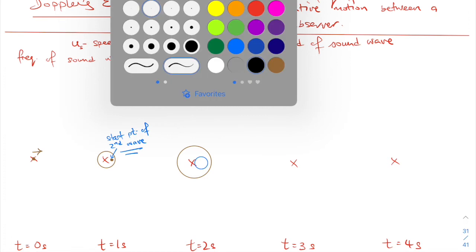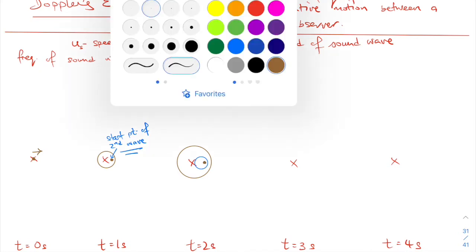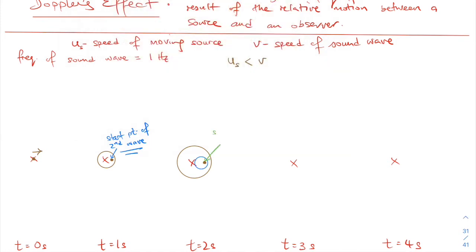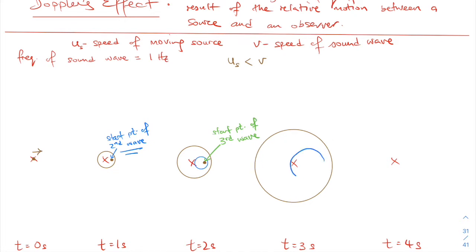and at this point the source would have traveled here, and this would be the start point of the third wave. So at time t equals 3 seconds, the first wavefront would have expanded very much bigger, and the second wavefront, denoted by the blue circle, would also have expanded much bigger, and the third wavefront, denoted by the green circle, would have expanded by this.